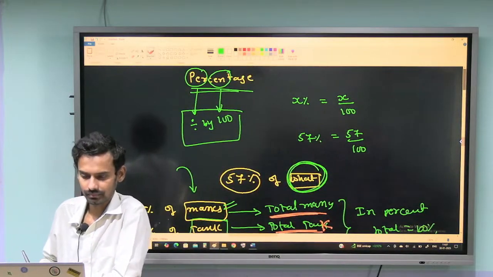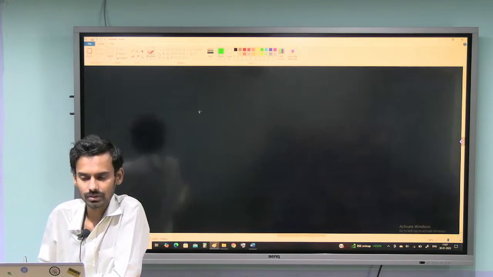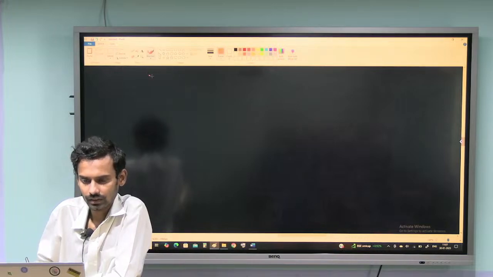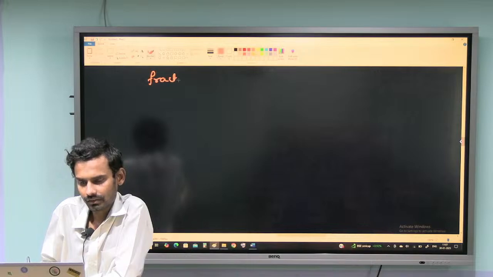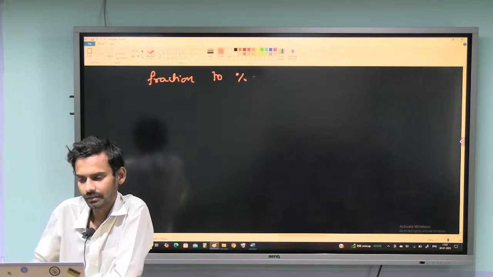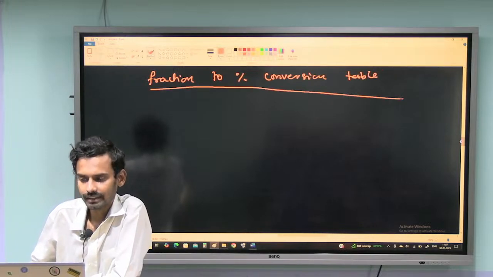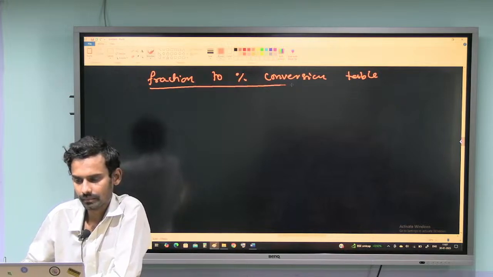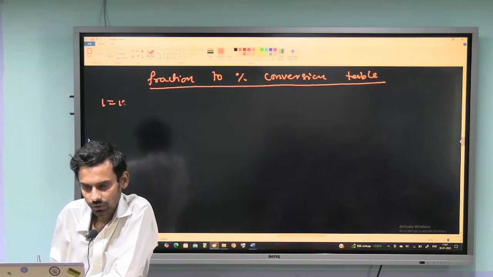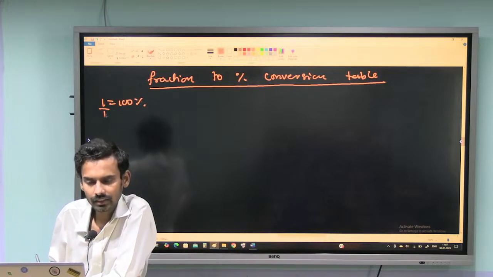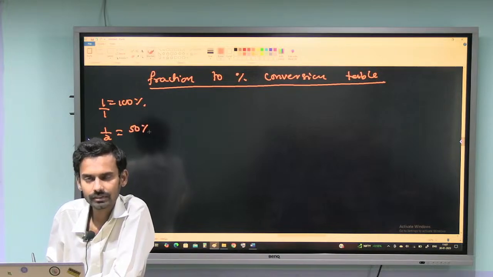Coming to the next one, you should be knowing some standard percentage values. So I will be giving you the chart. Take down the heading as fraction to percentage conversion table. You should be knowing this table. 1 is equal to 100%. 1 is nothing but 1 by 1. 1 by 2 is nothing but half, and in percentage, half is 50%.